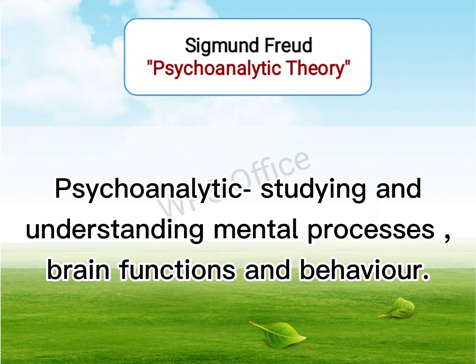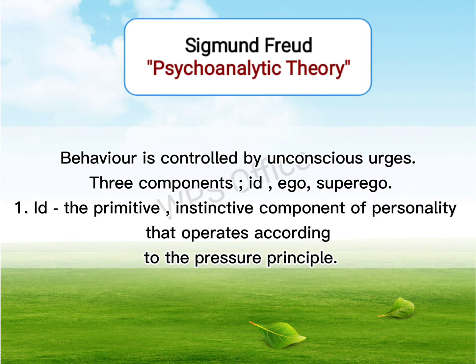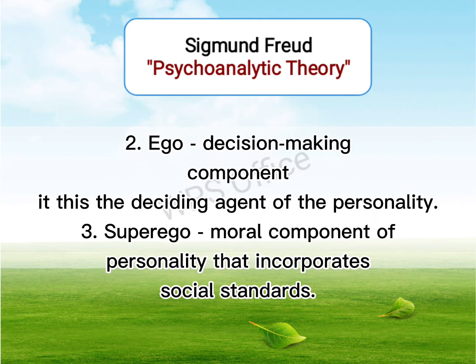Psychoanalytic theory by Sigmund Freud is relating to or involving psychoanalysis. This is all about studying and understanding mental processes, brain functions, and behavior of a child. So according to Freud, behavior is controlled by unconscious urges. And according to him, there are 3 components of the mind, and these are the id, ego, and superego.